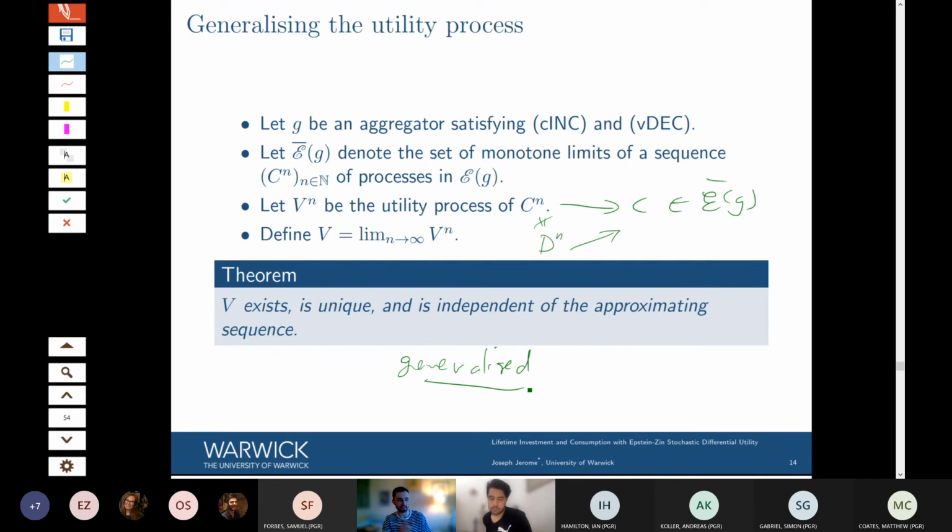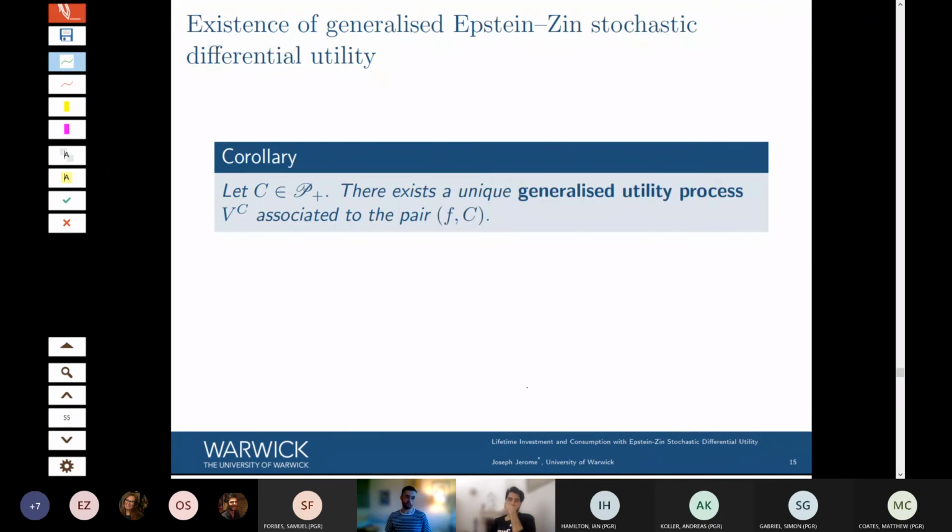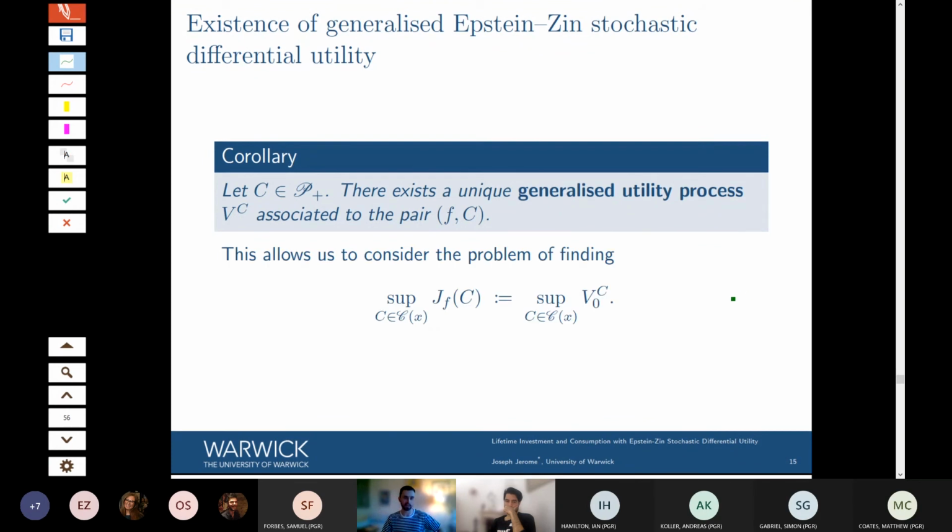And what you find is that in the positive case, when everything's positive, this ends up being the minimal supersolution. In the negative case, it ends up being the maximal subsolution. So it's got nice properties as well. A corollary of that theorem is that we can define a generalized utility process for any non-negative progressively measurable process, which is really nice, because that means we can now consider the problem we actually want to consider, which is that of maximizing over just the attainable consumption streams. So we don't have any integrability condition, which is essentially to make the maths go through.